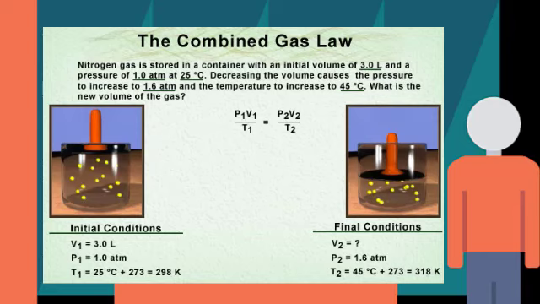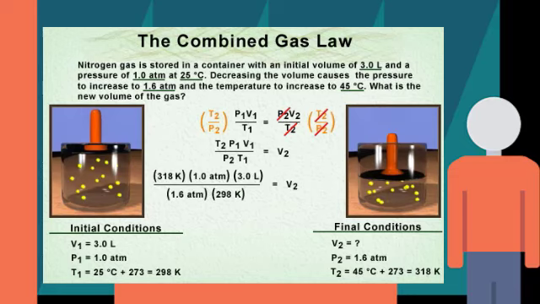Second, solve for V2 by moving T2 and P2 to the other side of the equation. Third, substitute all the numbers into the combined gas law equation. Using a calculator, you find that V2 equals 2 liters.